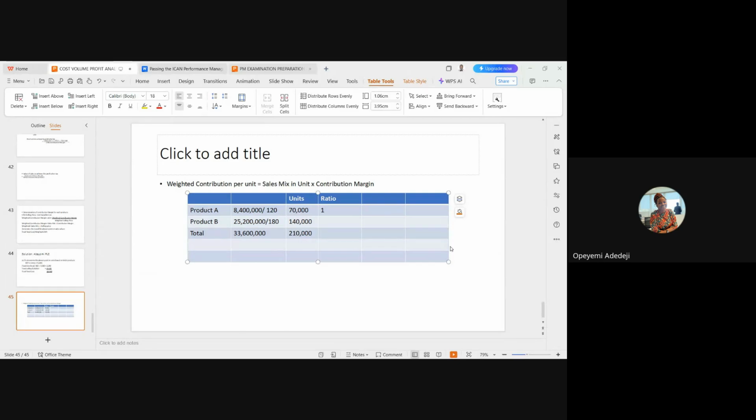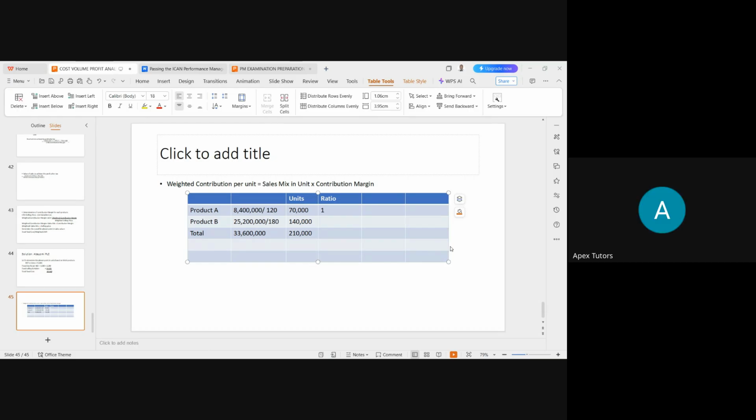So the ratio for A will be 1 and for B will be 2. When we join it, it's going to be 1 for product A and 2 for product B, because the total unit is 210. We have 70,000 for product A and for product B we have 140,000. We are not using 210,000 at this point in time. It's just 70 divided by 140. So we have ratio 1 to 2.